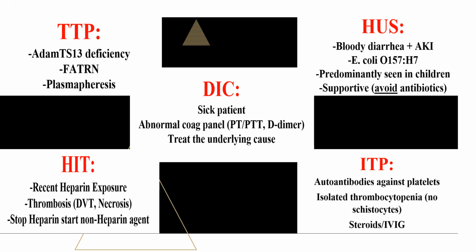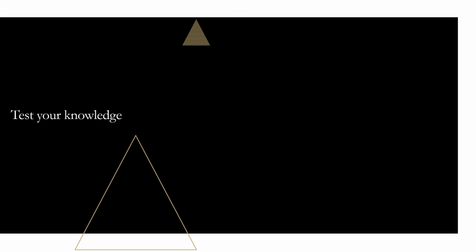All right, that's everything up on the board there for you to remember the unique things about it. Let's do 5 quick questions and see what you remember. So list the pentad of clinical manifestations that can potentially be seen in a patient with thrombotic thrombocytopenic purpura. So remember, that is going to be our FAT RN: fever, anemia, thrombocytopenia, renal failure, neurologic symptoms. FAT RN.